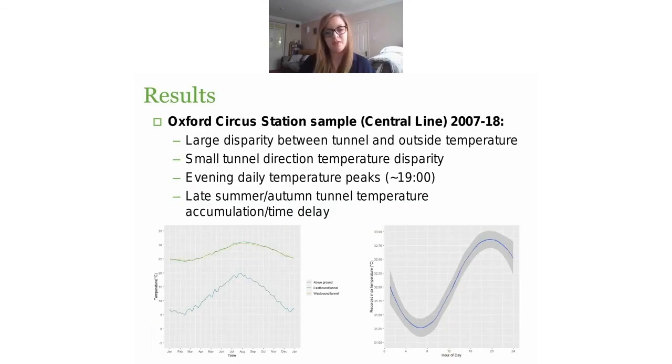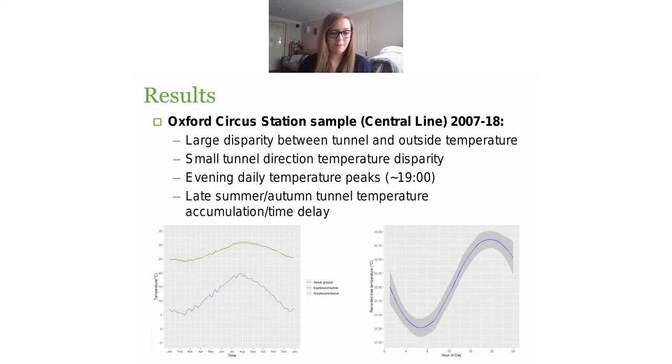So I'm presenting here a sample of the data that I have tested. I've selected the Oxford Circus station, which is quite central to the Central line, in the middle of the tunnel. It's quite a hot station. It's a very busy line, so I thought it would be a good one to show you here.